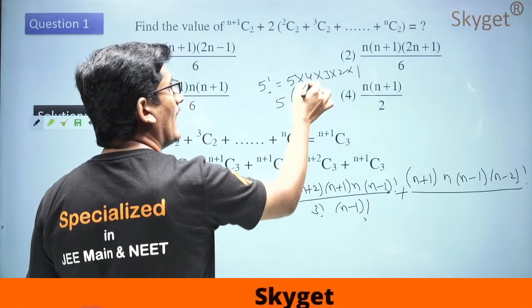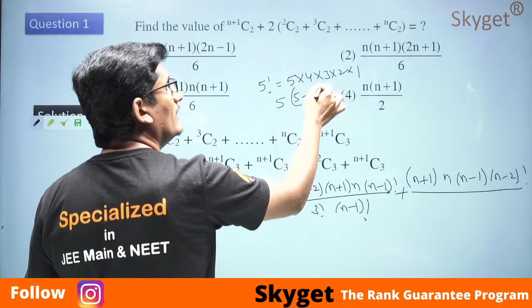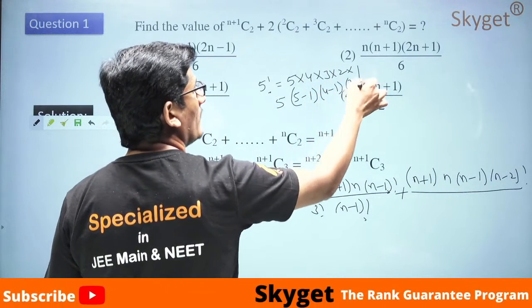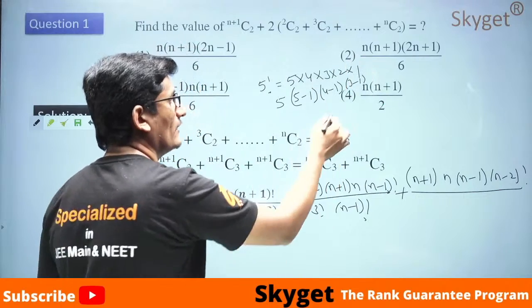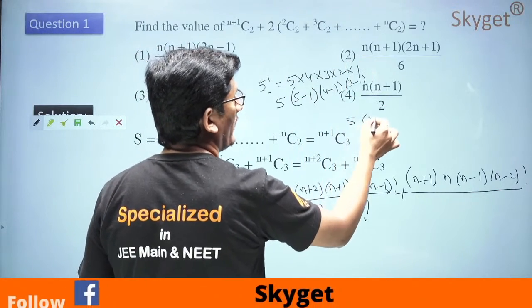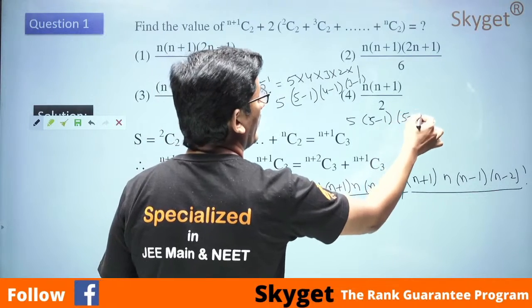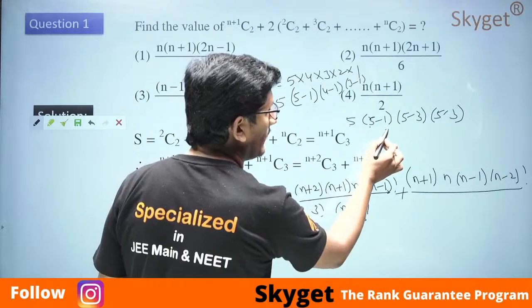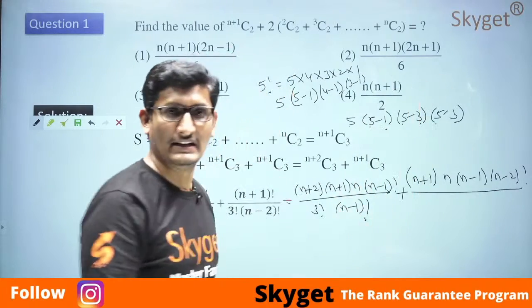So, next to 5 and 4 we can write 5 minus 1. Next to 3 we can write 4 minus 1. Next to 3 minus 1, like that. Or you can write here 5. Next, 5 minus 1, we can write 5 minus 2, 5 minus 3, like that. So, n minus 1, n minus 2, n minus 3, okay.